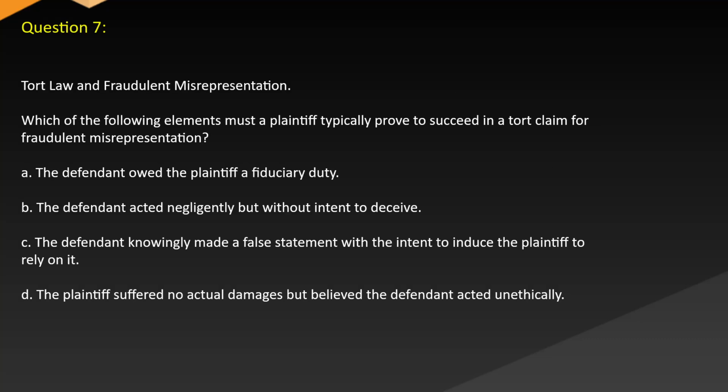Question 7. Tort law and fraudulent misrepresentation. Which of the following elements must a plaintiff typically prove to succeed in a tort claim for fraudulent misrepresentation? A. The defendant owed the plaintiff a fiduciary duty. B. The defendant acted negligently but without intent to deceive. C. The defendant knowingly made a false statement with the intent to induce the plaintiff to rely on it. D. The plaintiff suffered no actual damages but believed the defendant acted unethically.